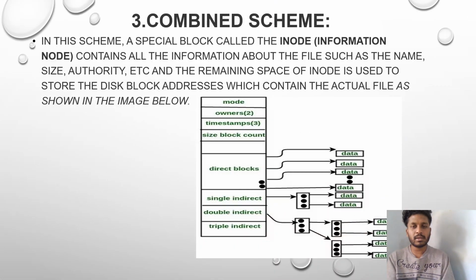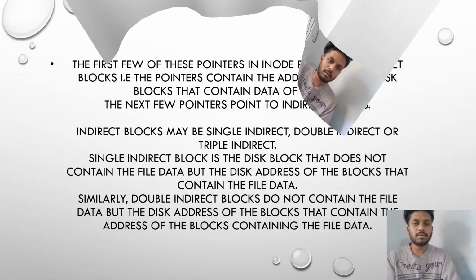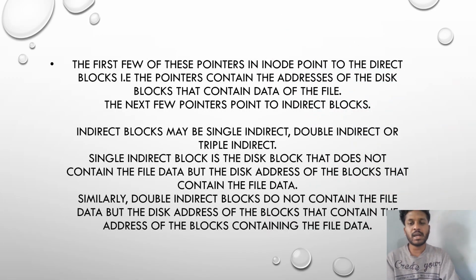Combined scheme. In this scheme, a special block called the inode, which is also called information node, contains all the information about the file such as the name, size, authority, etc., as shown in the below figure. The first few pointers in the inode point to the direct blocks. The next few pointers point to the indirect blocks. Indirect blocks may be single indirect, double indirect, or triple indirect. Single indirect is a block that does not contain the file data but contains the disk addresses. Double indirect is also similar to that.